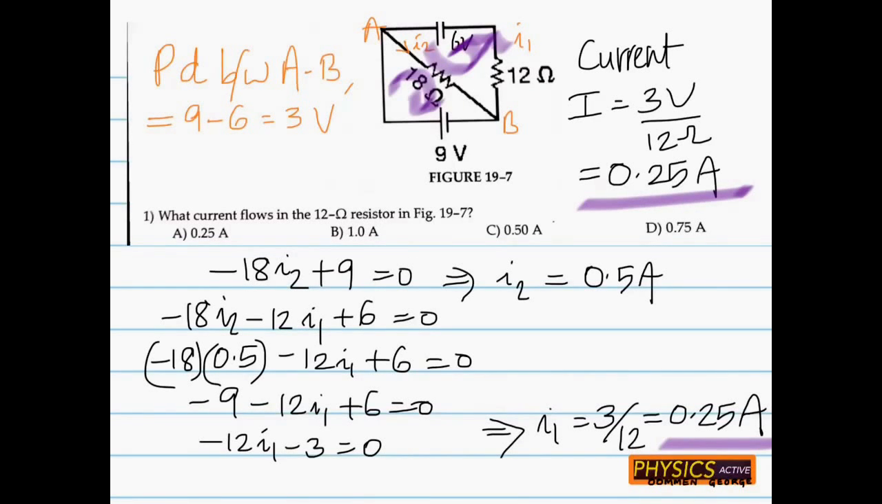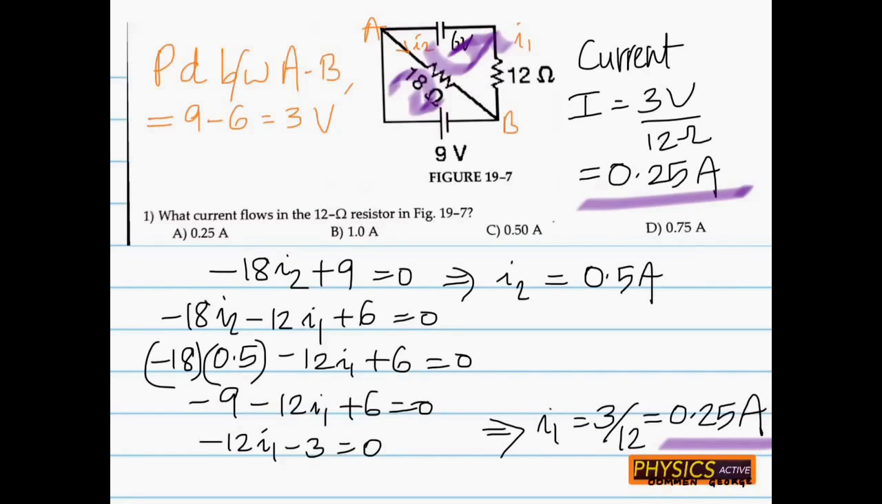Okay, here are the answers to question number 6. Question number 1. You could get the current through 12 ohms in two ways.